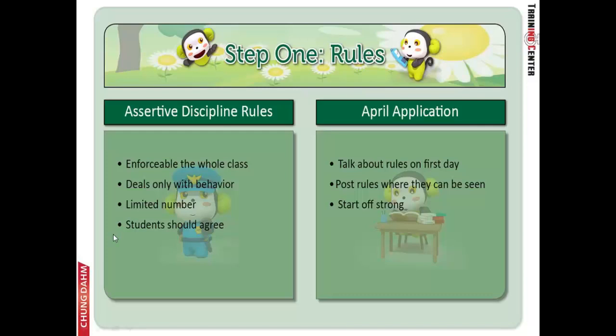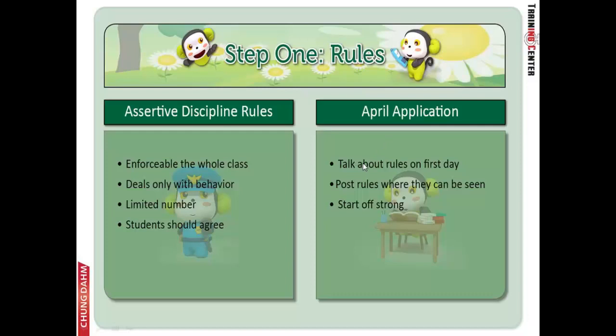And finally, students should agree to these rules. So when we are discussing the rules with the students, we can ask them, do you think that these rules are good? Do you want to change any of these rules? So if the students do not agree or do not feel that these rules are fair, then they will not want to follow them. So now how can we actually apply it to April?